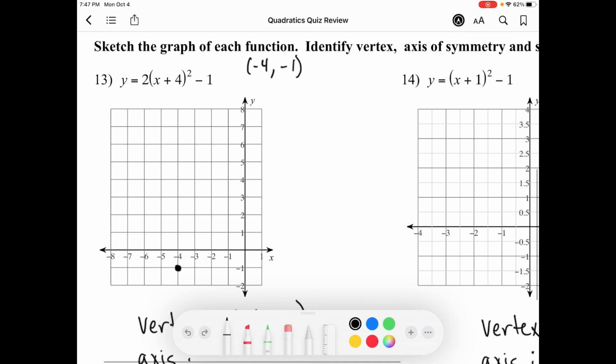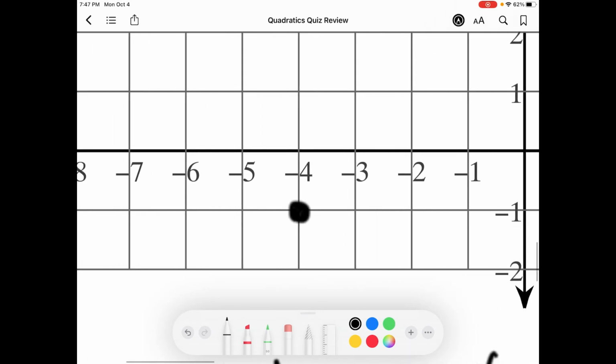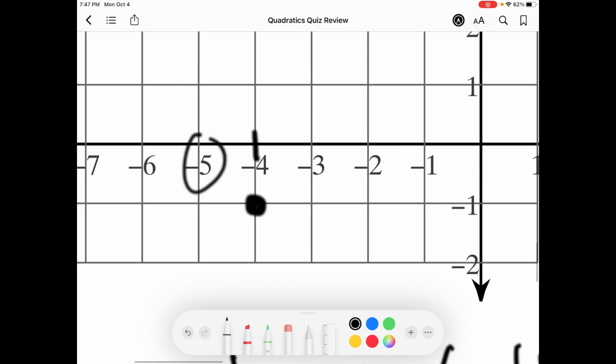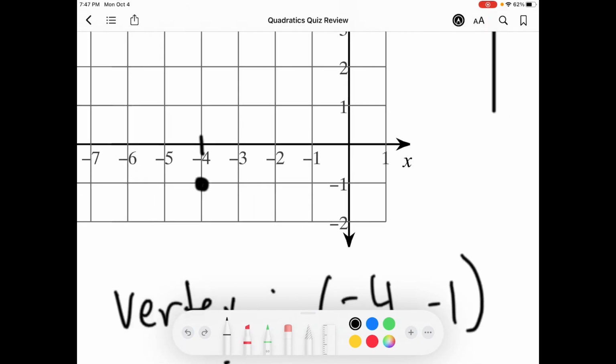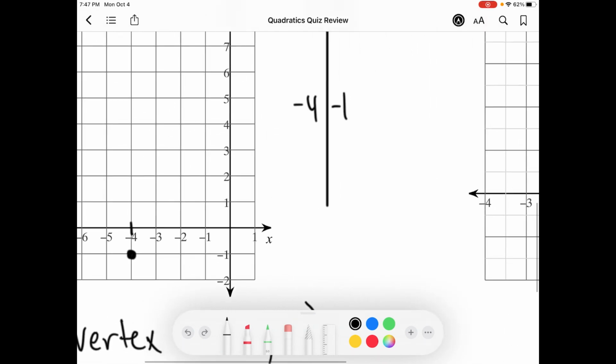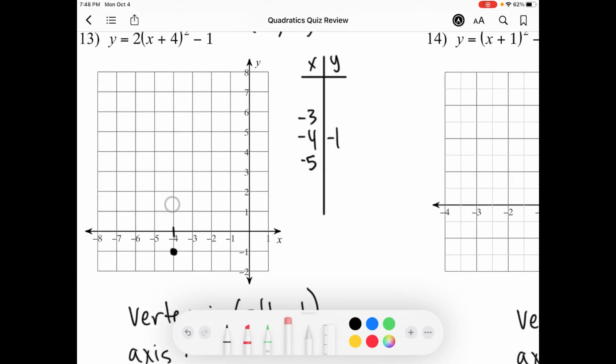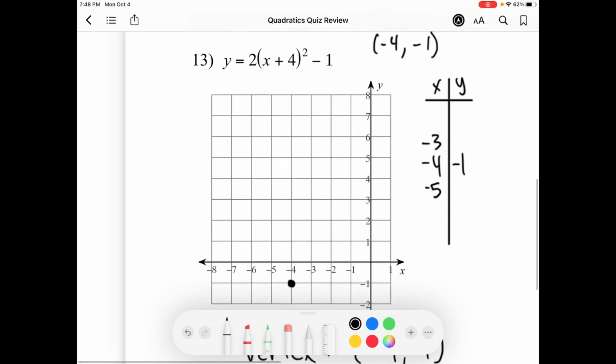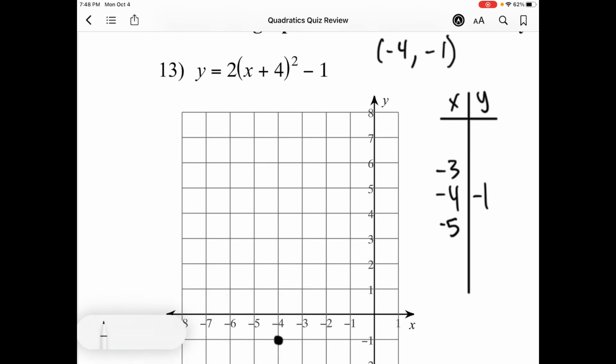All right, so we're going to make our xy table. And on our xy table, we're going to first write our vertex, negative 4, negative 1. And remember, we're going to pick 1 point to the left, which is negative 5, and 1 point to the right. Those are the same distance from our vertex. Negative 5 and negative 3 are the same distance from negative 4. So since parabolas are symmetrical and they are the same distance from our vertex, the y value is the same. So I only have to plug in one of those. So I'll pick negative 3.